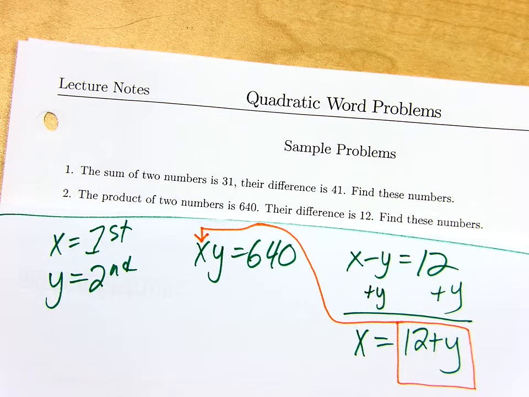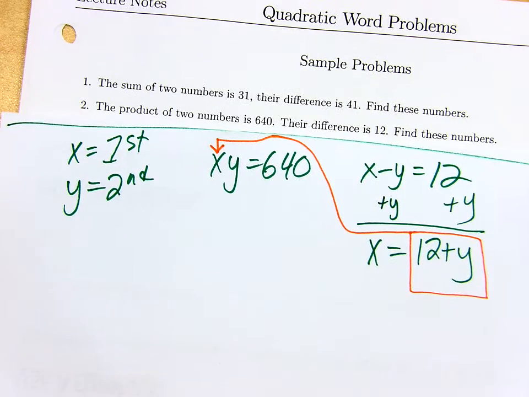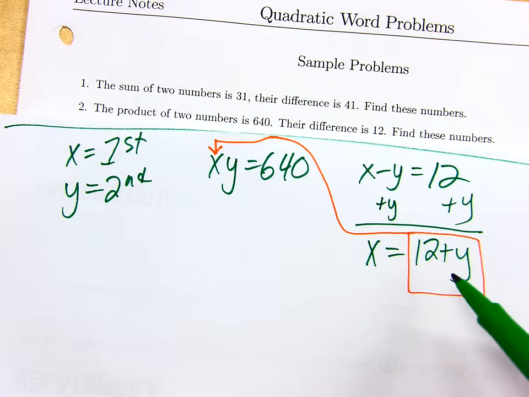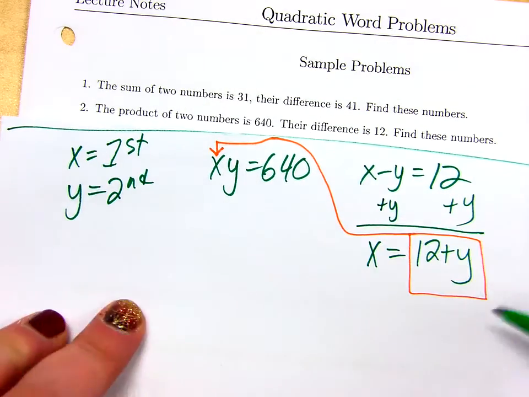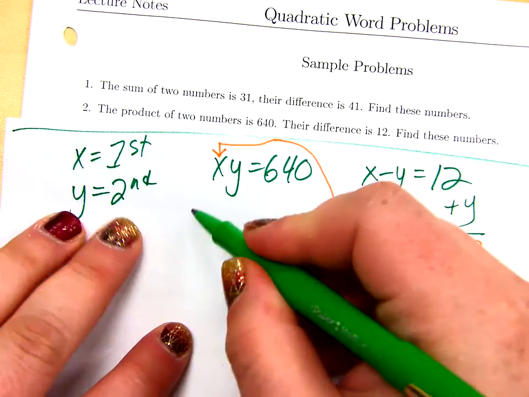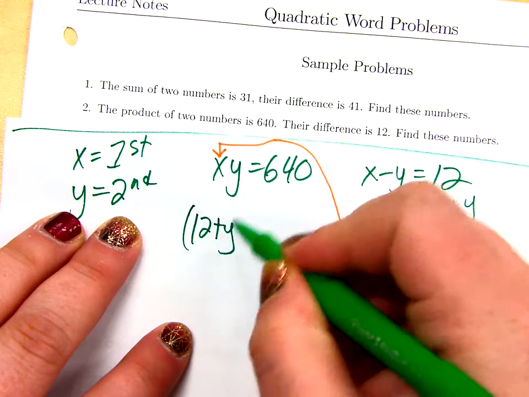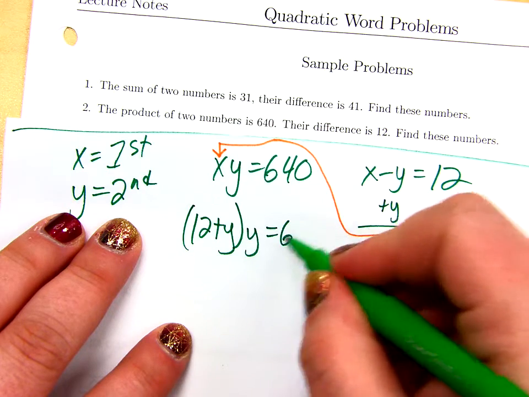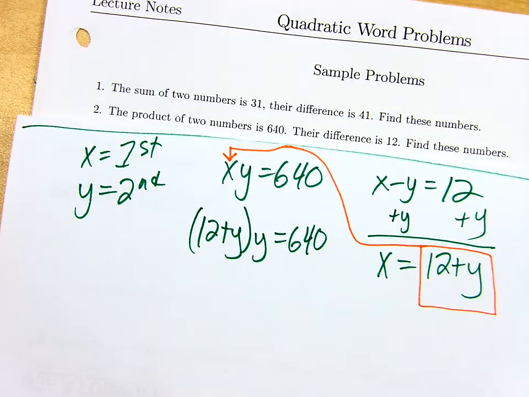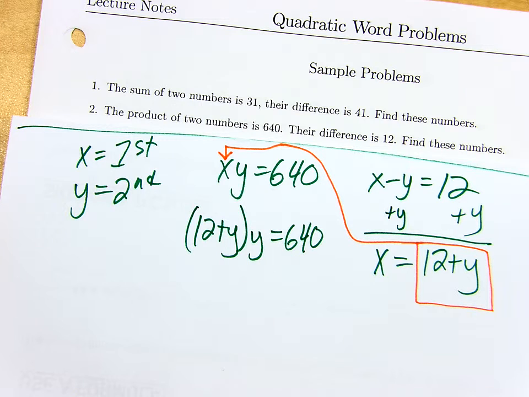Do you remember doing this? Well, you're about to see. So that x, I'm now going to replace with 12 plus y. So now I have 12 plus y times y equals 640. Then that's 2y, and then you subtract the 12, and you divide by 2. It's not 2y. It's y squared.